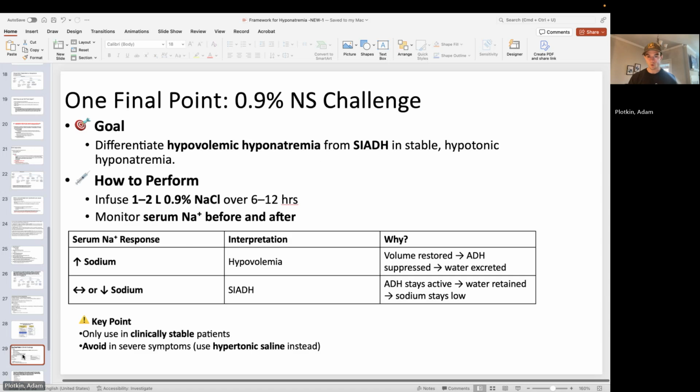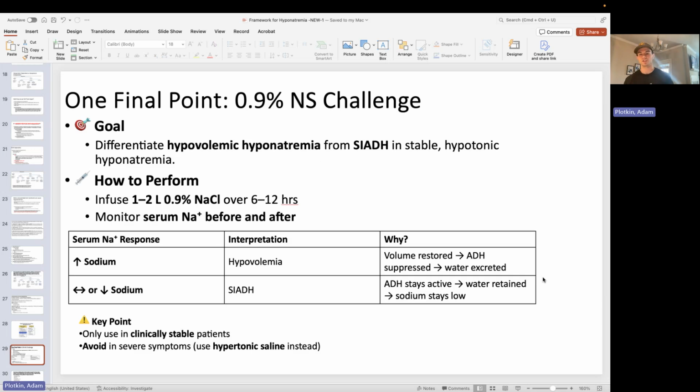Okay. One final point here is there's something called the 0.9% normal saline challenge. The goal here is to help us differentiate hypovolemic hyponatremia from SIADH in a patient who has stable hypotonic hyponatremia. All we do here is we infuse 1 to 2 liters of 0.9% normal saline, and we look at the serum sodium, right? So if their sodium goes up after I gave them the normal saline, we interpret this as the patient was hypovolemic.